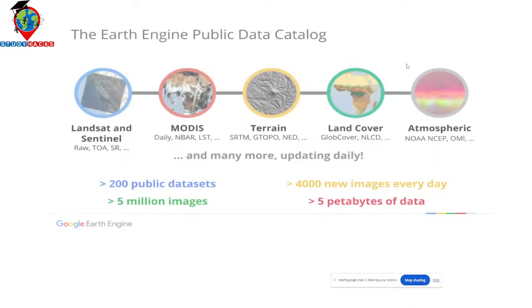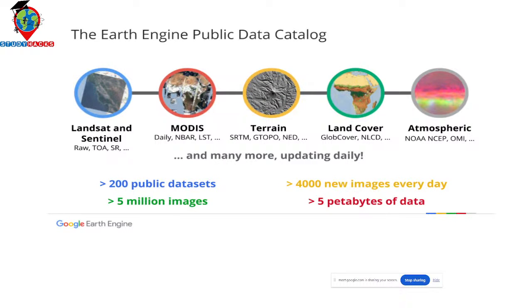So first of all, here you can see the Earth Engine public data catalog. We already know about the Earth Engine. In this public data catalog, we can easily access all of those satellite images, such as Landsat, Sentinel, MODIS, different types of terrain datasets, land cover datasets, atmospheric datasets. This type of dataset we can easily access from the Earth Engine public data catalog, and this data is updated all the time. It's updated daily, and this is the link for this dataset.